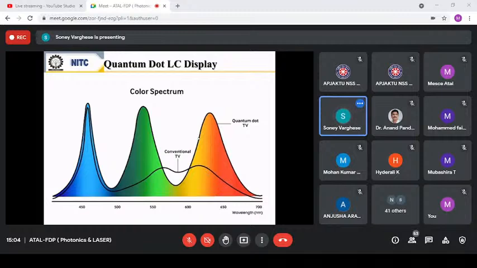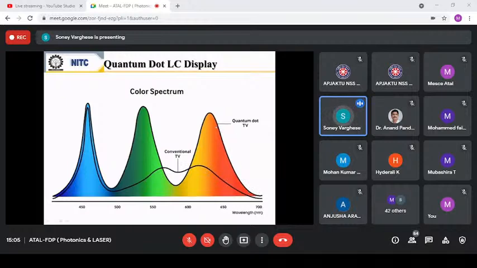So if you look at the color spectrum of a conventional television, that is a conventional LCD, compared with a quantum dot TV, you can see that the colors will be like this. You see that for the conventional TV, the color will be something like this.